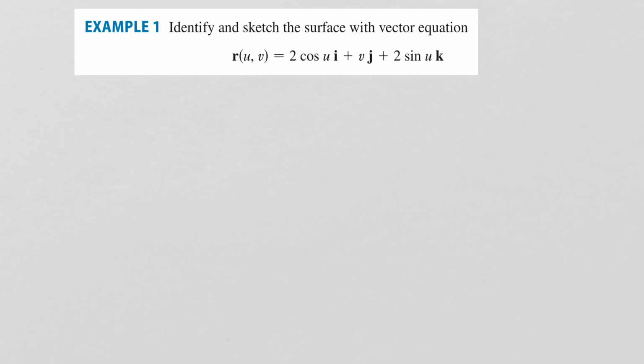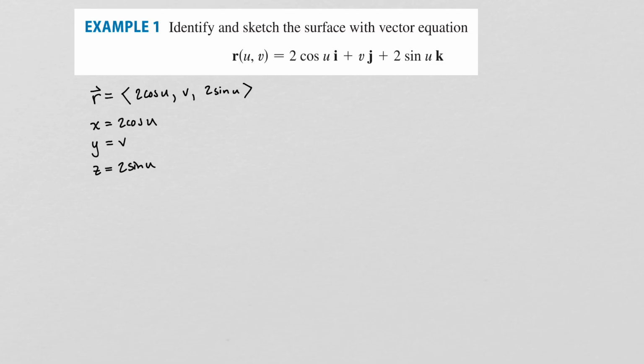Let's consider the following example. Identify and sketch the surface with the vector equation r of uv equals 2 cosine u as the first component, v as a second component, and 2 sine of u as the third component. I prefer to use this notation, but you can leave it in this notation if you want. So now we need to try to find relationships between x, y, and z.